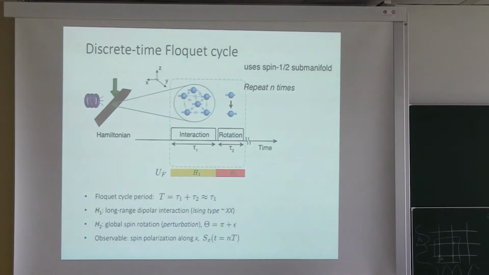So we turn off spin exchange interactions, only Ising interactions, and then we perform a global spin rotation of all of the spins by a rotation angle of about pi. We repeat this n times, and we measure the remaining polarization along the x direction. Now we can introduce a perturbation by simply performing an imperfect rotation. So not rotating by pi, but rotating by pi plus epsilon. This epsilon corresponds to the perturbation.